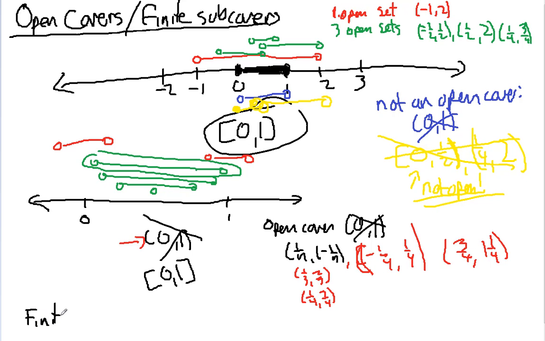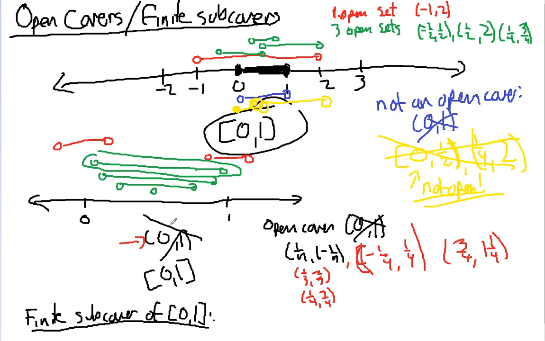Finite subcover of, what am I covering? I'm covering now the closed interval. Because [0, 1] is compact, I can find a finite subcover. If it weren't compact, I wouldn't be guaranteed to be able to find one. I might be able to find one.